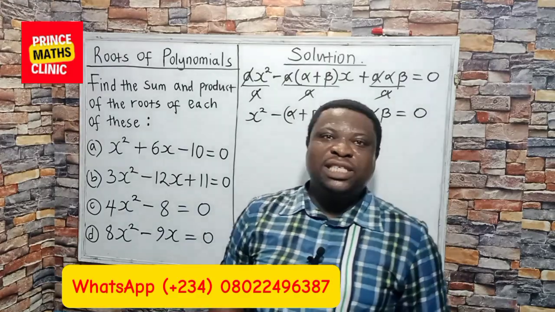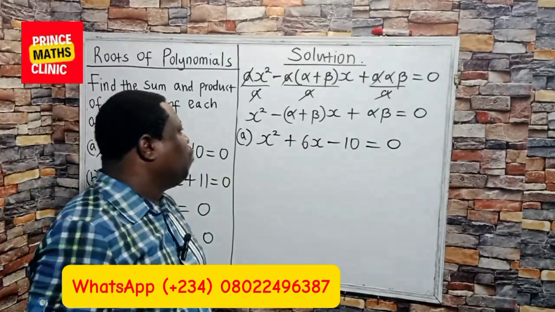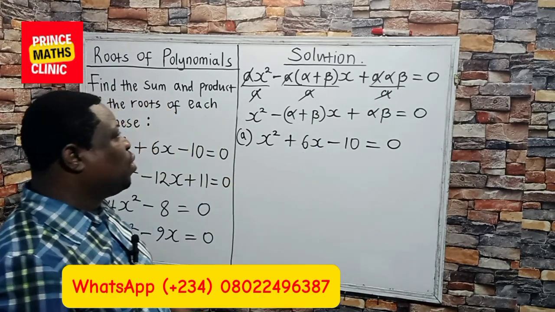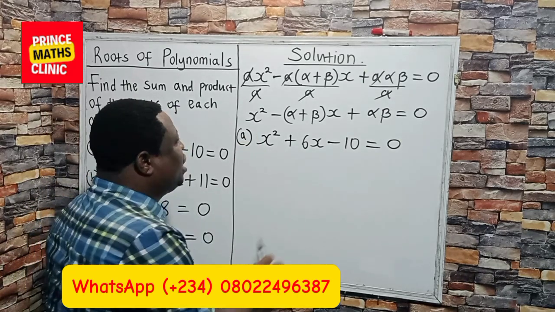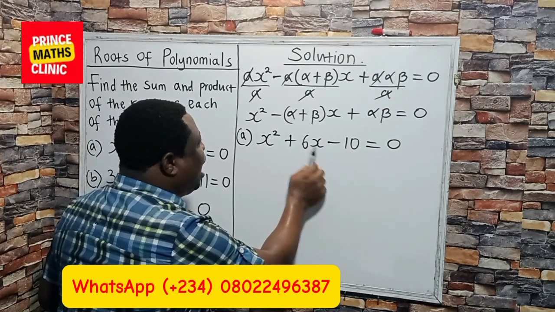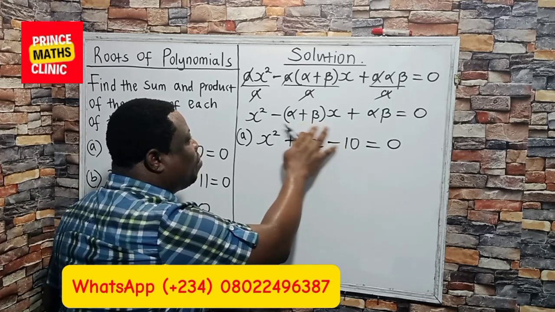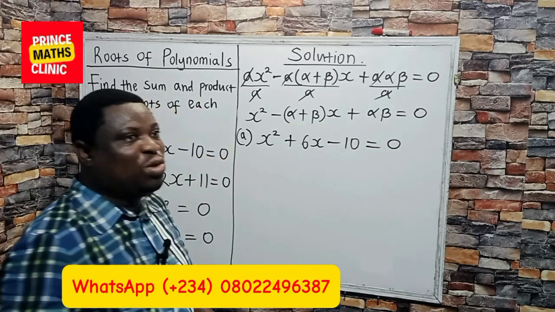Okay, let's move right into the solution. Looking at the first question, we were given x squared plus 6x minus 10 equal to 0. Let us compare: this is x squared, this is 6x, then look at it, alpha plus beta represents the sum of the roots, while this represents the product of the roots.